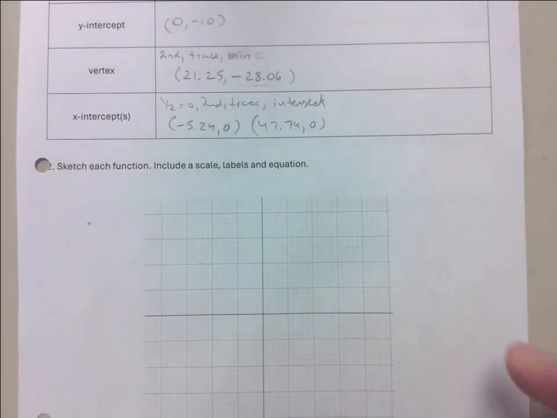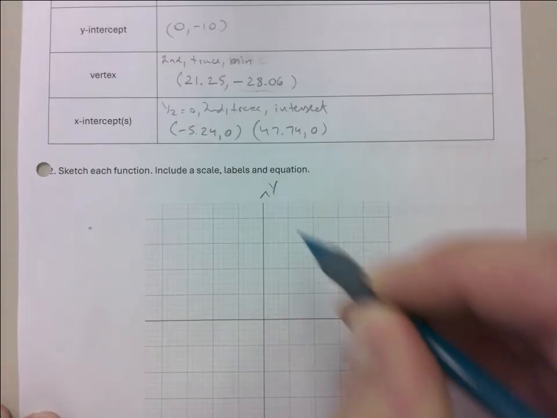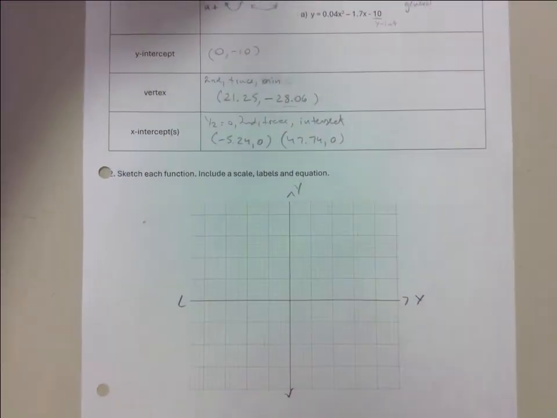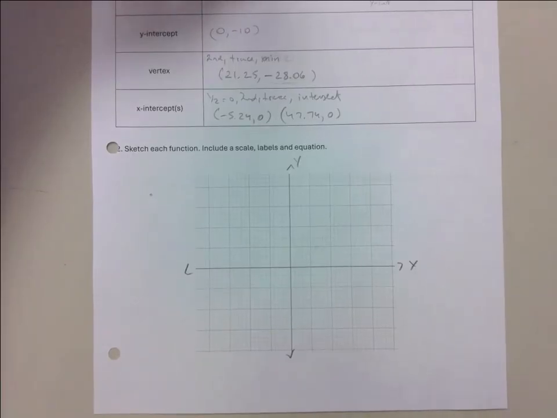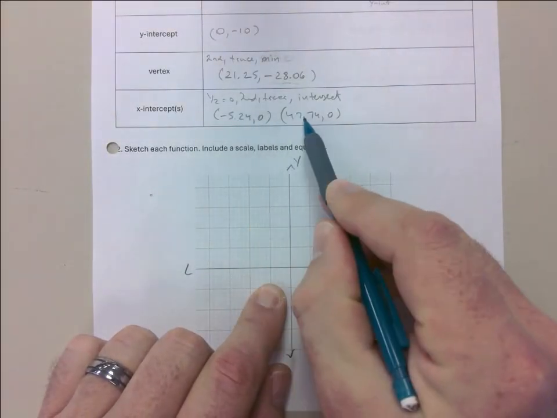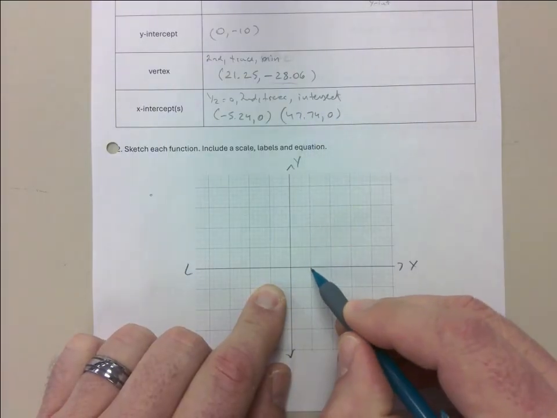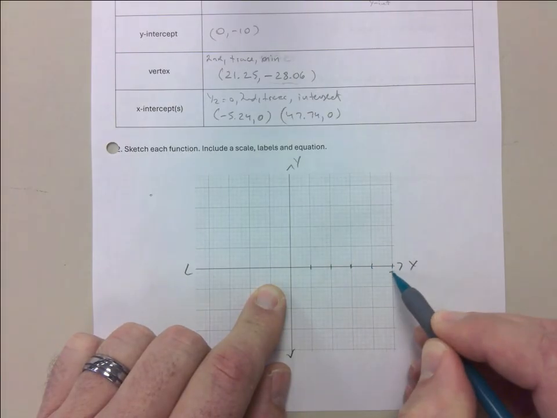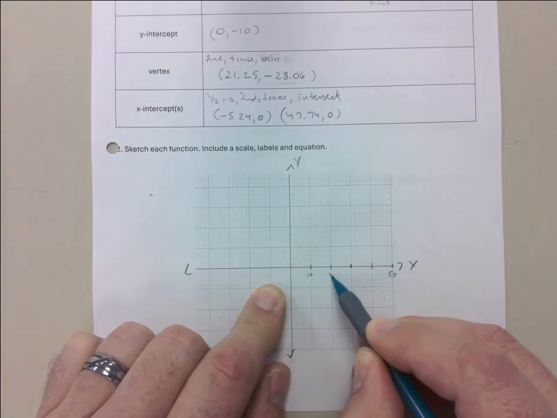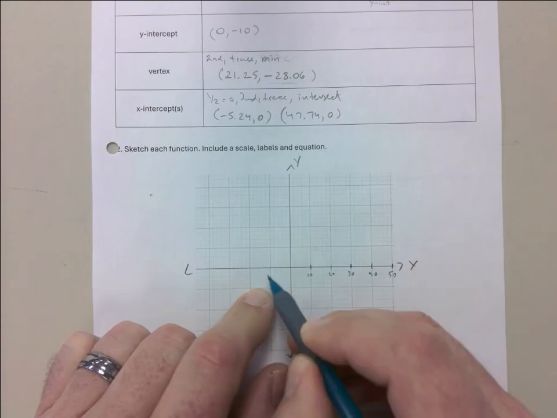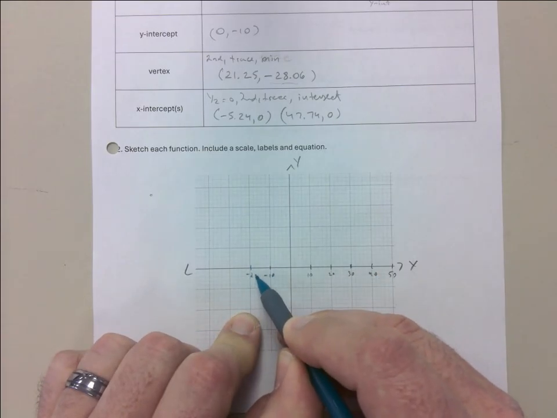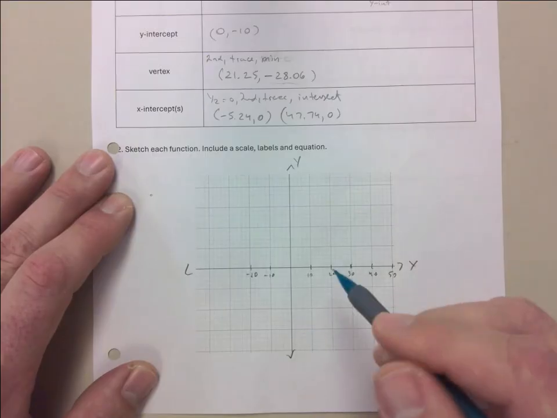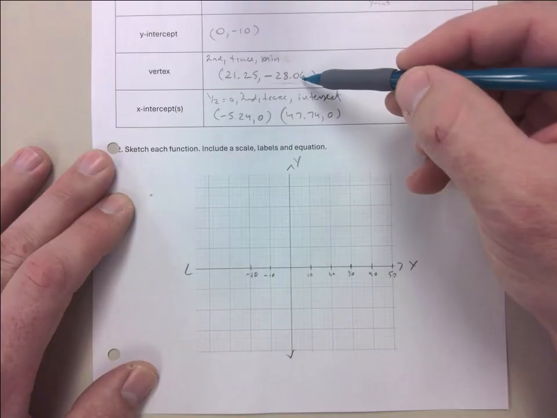So there you have everything you need to graph. So here's the y-axis. Here's the x-axis. Okay? And we need to come up with a proper scale. X-intercepts. It goes from -5 to almost 50. So you need to make sure you account for that. This is 10, 20, 30, 40, 50. That's what I'm going to use for my x scale. And this is -10, -20. That's good enough.